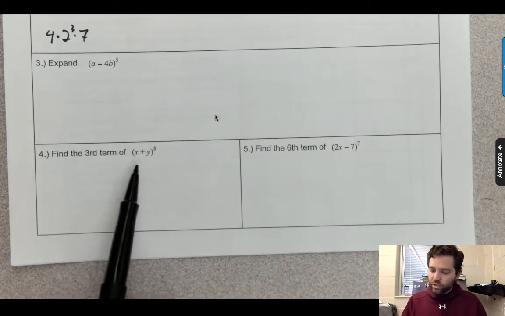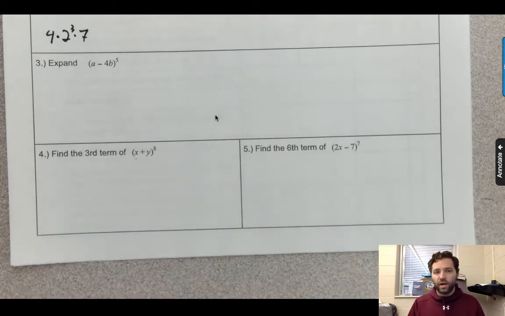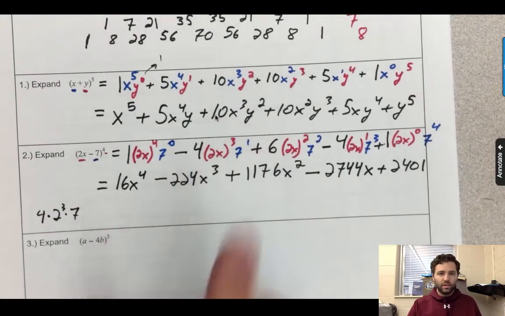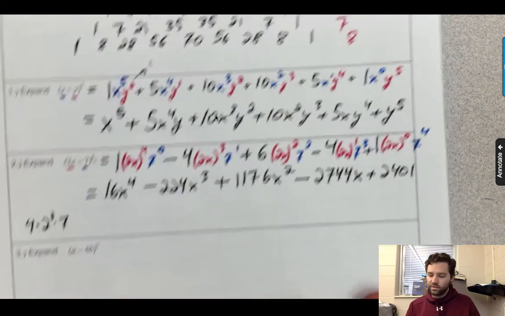So let's find the third term of x plus y to the 8th. Now, one way to find the third term is just to write out x plus y to the 8th, all of it, and then find the third term. Okay, but it turns out that we don't really need to do that if we can use Pascal's triangle and what we know about these in general. So let's see if we can do that.